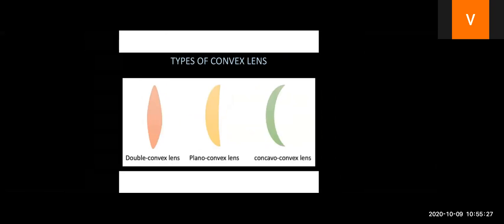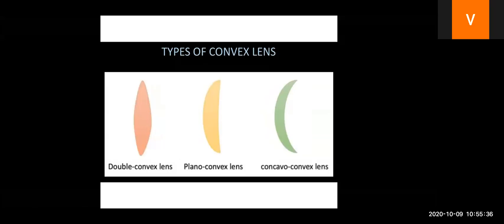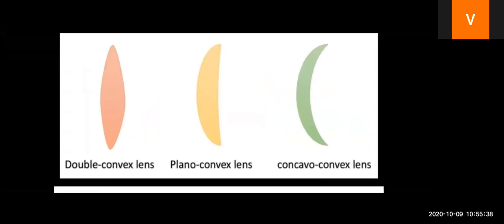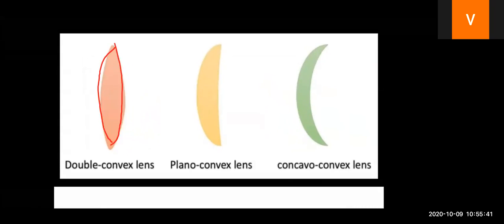Now, there are various types of convex lens depending upon their surfaces. If you see the first type over here, children, both the surfaces are spherical, right? And both the surfaces are convex, meaning in the middle they are thick and at the edges they are thin. So this is your double convex lens, which is simply said as a convex lens, right? This is the lens which we are going to study in this chapter.